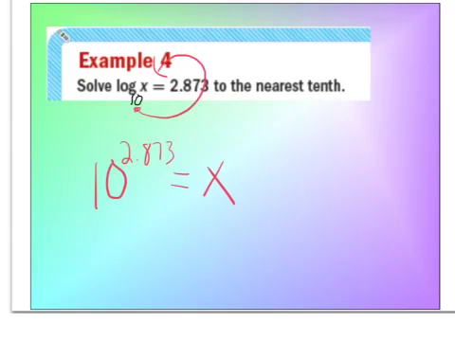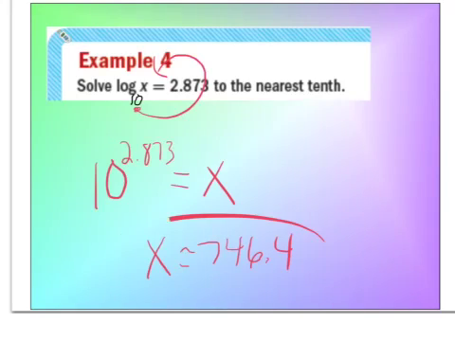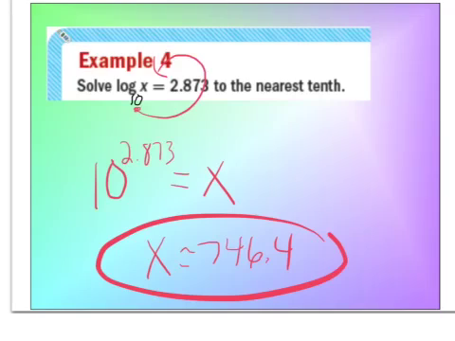So put that in your calculator, because this is definitely a calculator problem. You're going to get that x is approximately 746.4. That's all you have to do. Logs are actually easy if you rewrite them as exponents. Let's look at another.